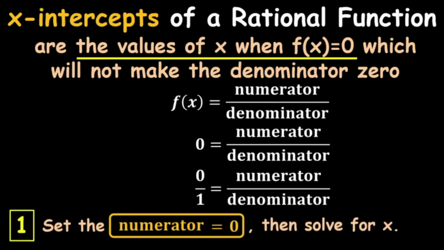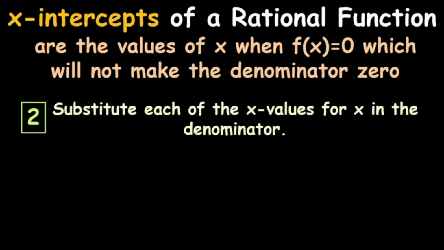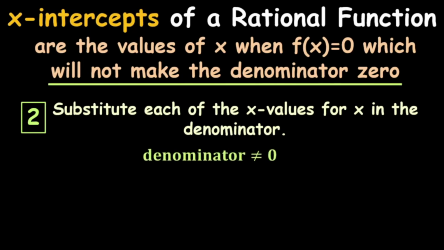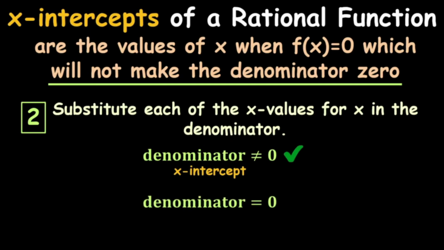then solve for x. Take note that the x values that we can solve from this equation are just candidates for x-intercepts. So we need to check if the x value is an x-intercept or not. Second step, substitute each of the x values for x in the denominator. If the x value gives you a non-zero number, then it is an x-intercept. On the other hand, if the x value gives you 0, then it is not an x-intercept, but either a hole or a vertical asymptote. A rational function may have many x-intercepts or no x-intercept.